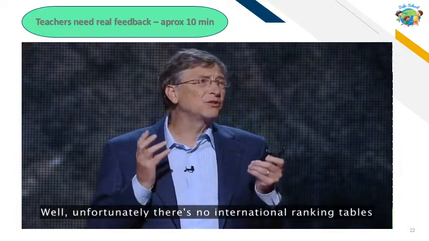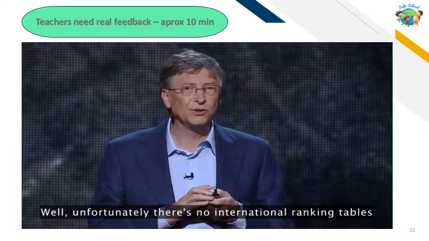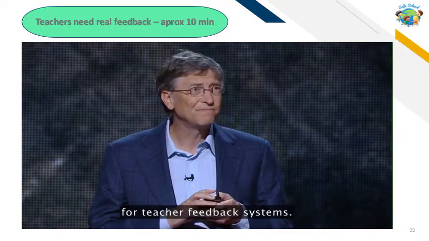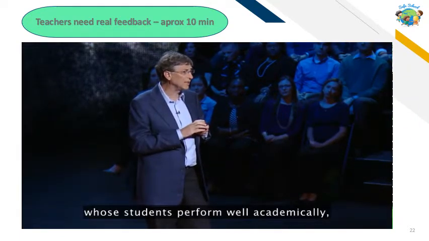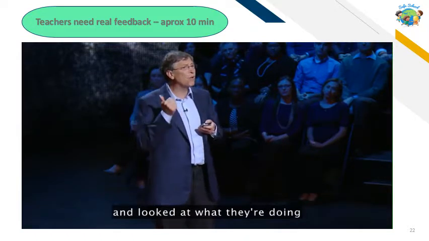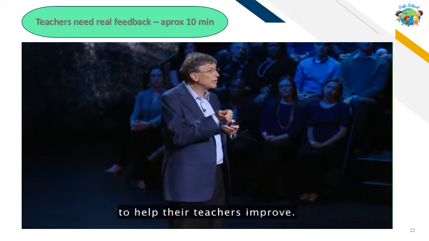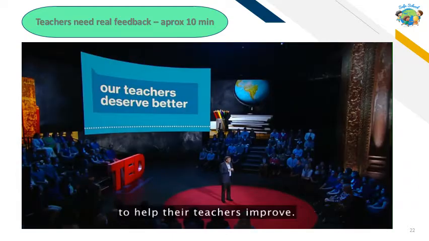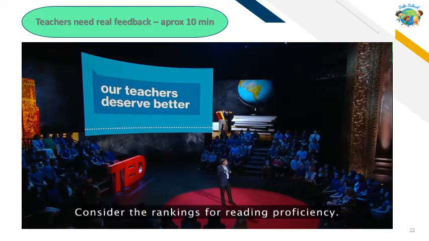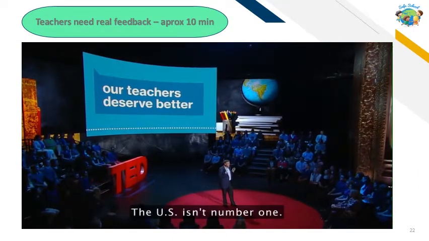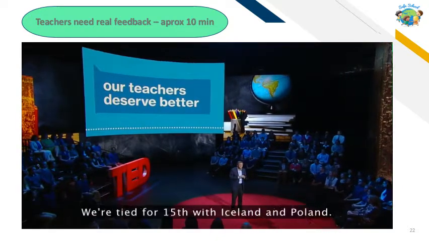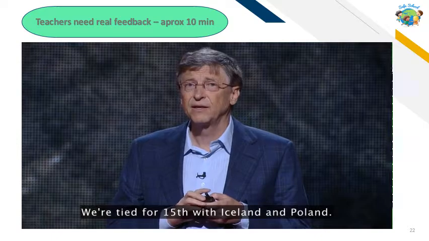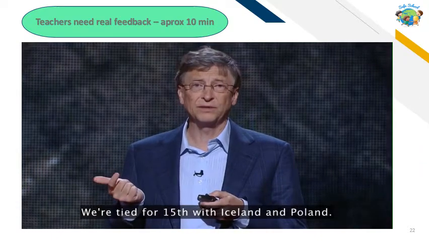Well, unfortunately, there's no international ranking tables for teacher feedback systems. So I looked at the countries whose students perform well academically and looked at what they're doing to help their teachers improve. Consider the rankings for reading proficiency. The US isn't number 1. We're not even in the top 10. We're tied for 15th with Iceland and Poland.